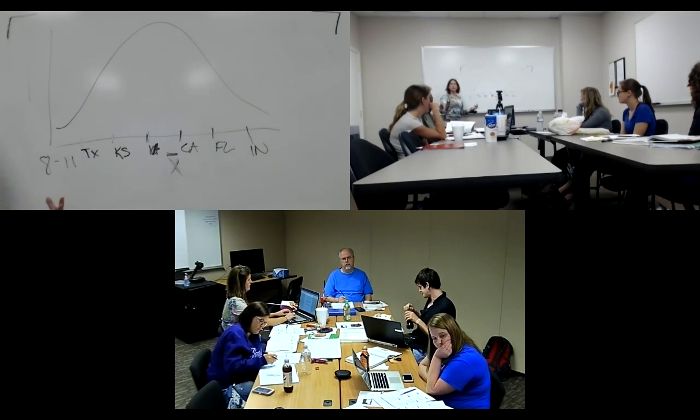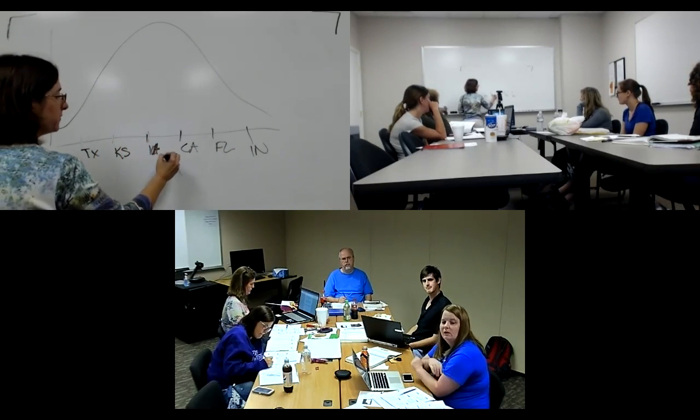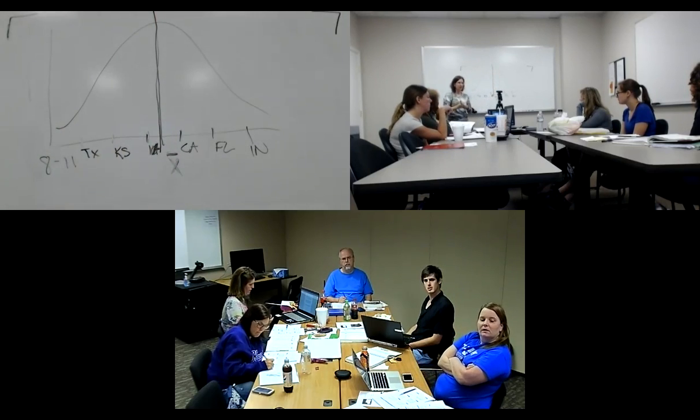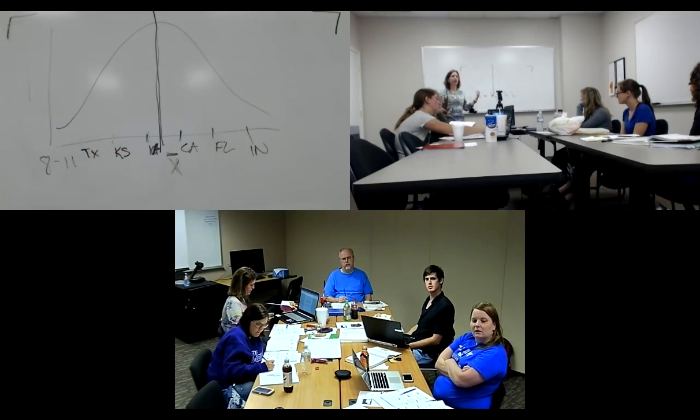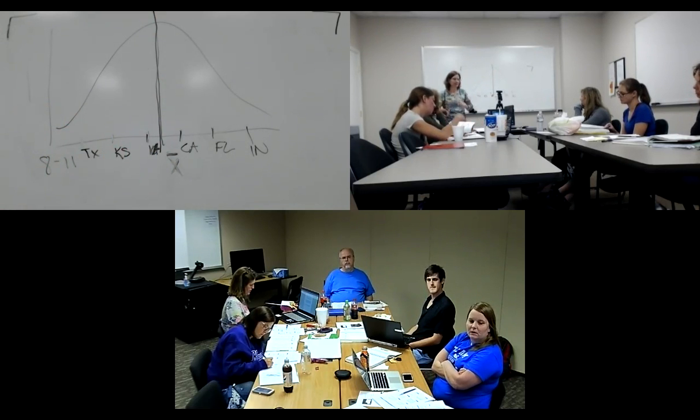Now, just like with our other distributions, we want to know what the mean is. What's the average score that was obtained? So we're going to figure out the mean of our distribution of means. Once we know that, we're going to take that and apply it to the population. Kind of makes sense?